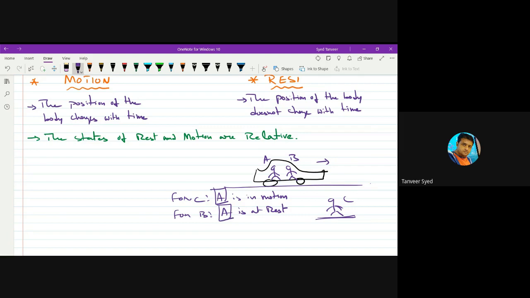How can this be? How can a body have two states of motion simultaneously? It's not simultaneously, it is changing because of the frame of reference. Frame of reference. Motion of A is being observed by C from ground, and motion of A is being observed by B from the same car. So we call this thing as frame of reference. Frame of reference is the position or the point from which you are observing motion of some body.